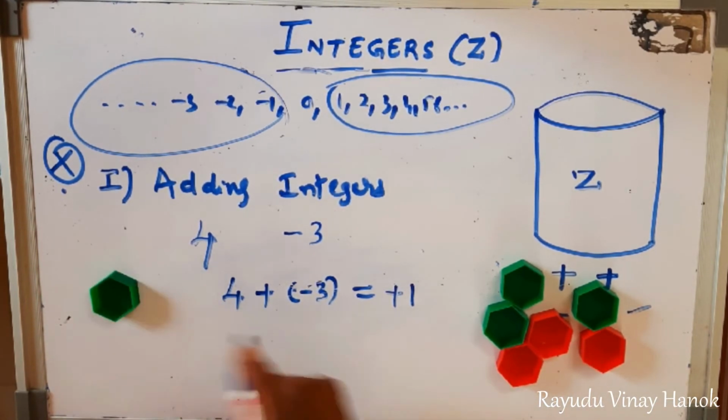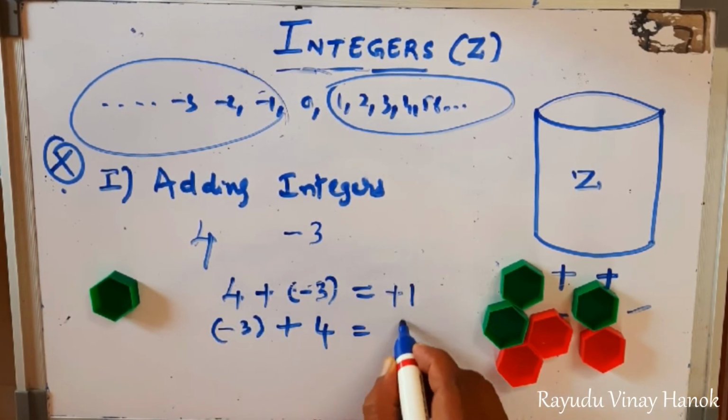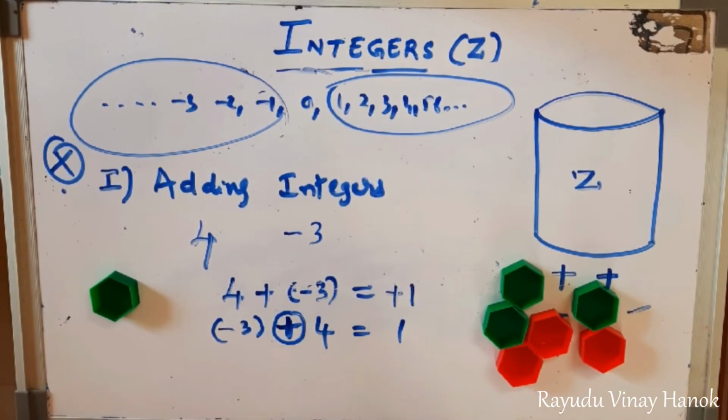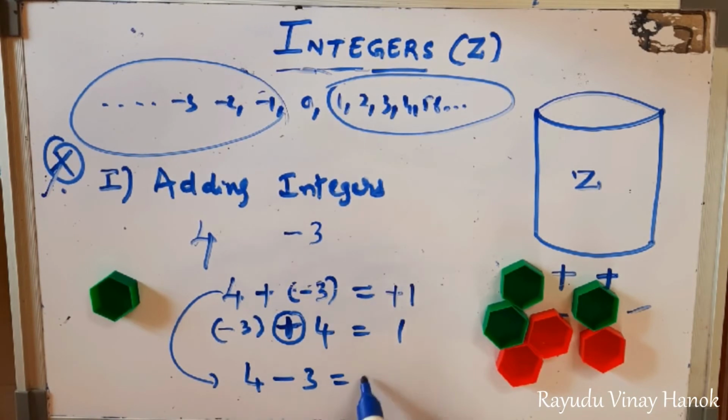Again I am telling you, you can change the places. Minus 3 plus 4 you can write also, because the main operation is plus. What we are doing is plus. So minus 3 plus 4 is equal to 1. This is the same as the first one. The first one is the same as 4 minus 3. Reduce 3 from 4 is equal to 1. So develop this sense, this common sense.